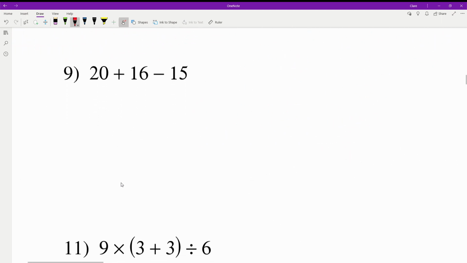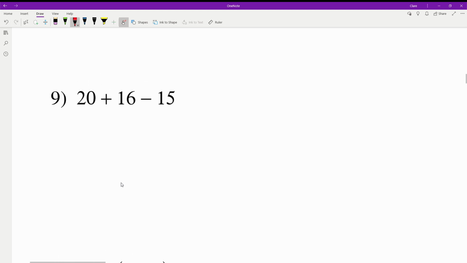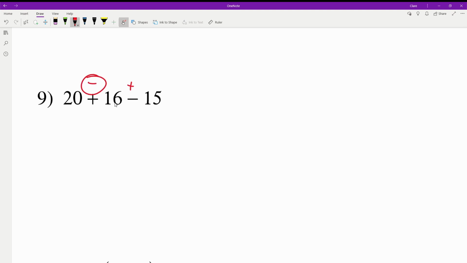In number 9, I have addition and subtraction as my operations. And remember, we work with addition and subtraction from left to right. So if this was subtraction and then addition, I would wind up doing the subtraction first. But addition to subtraction, working left to right. I'm going to do 20 plus 16. That's going to give me a 36. And then I'll subtract 15. 36 minus 15 is going to be 21. So 21 is my solution in number 9.